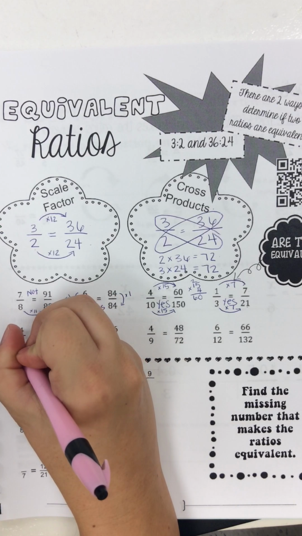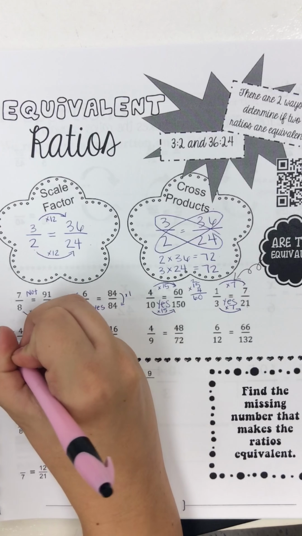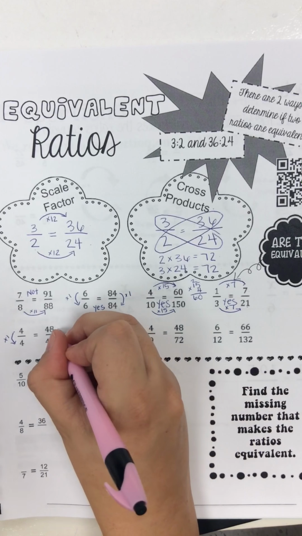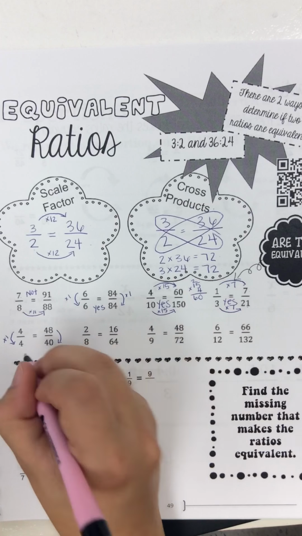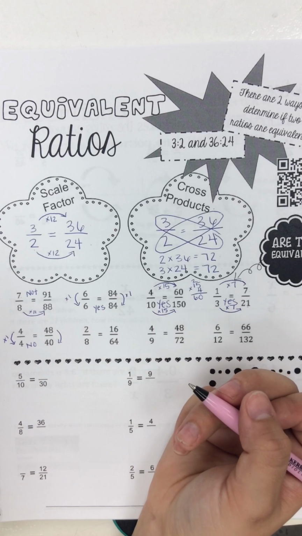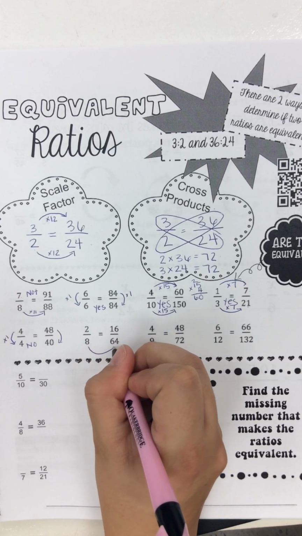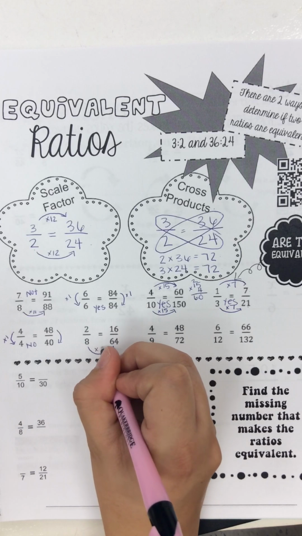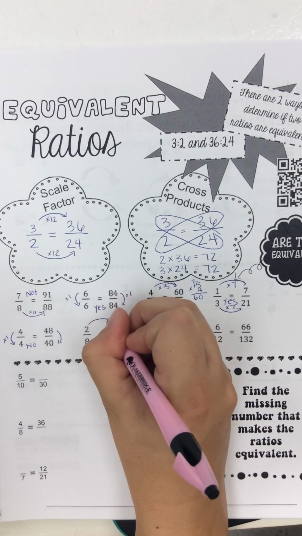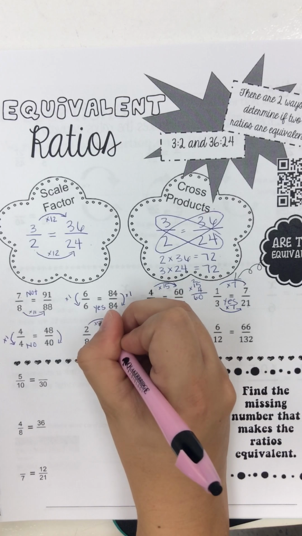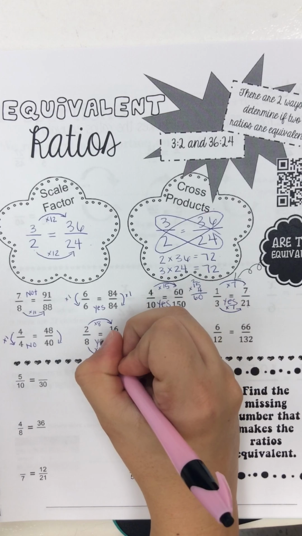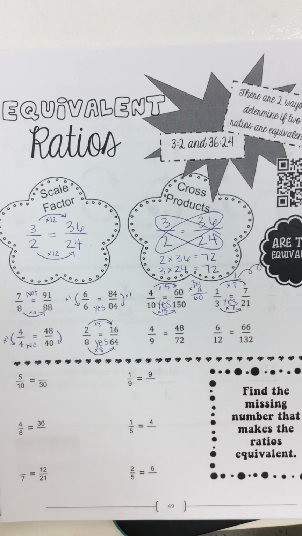So if I have 4 to 4, that's times 1. 48 times 1 is not 40, so no. They are not equivalent. If I go from side to side, so 8 times 8 is 64, and 2 times 8 is 16. So yes, they are equivalent.